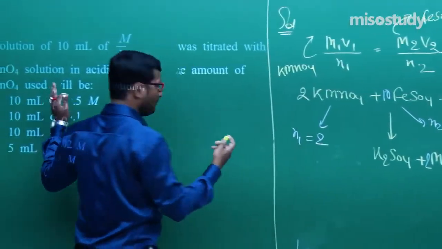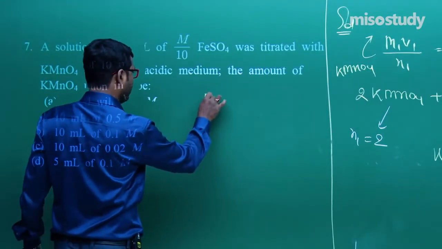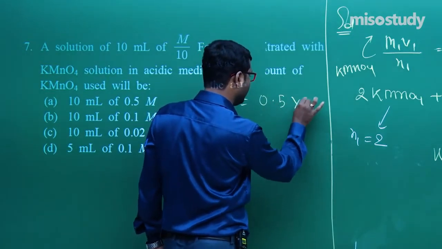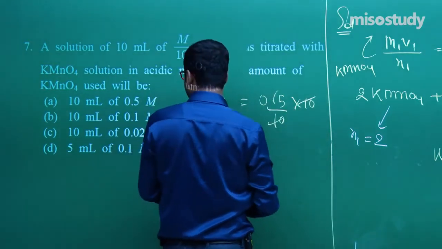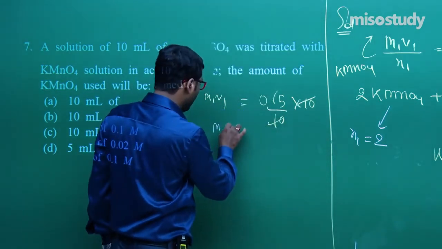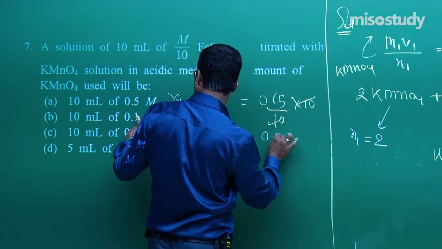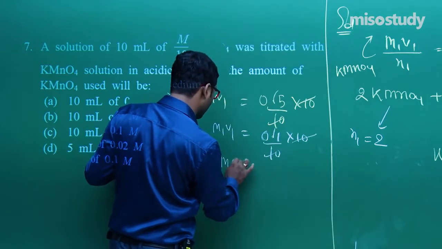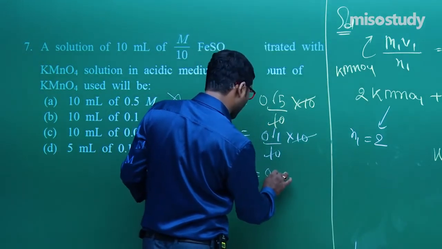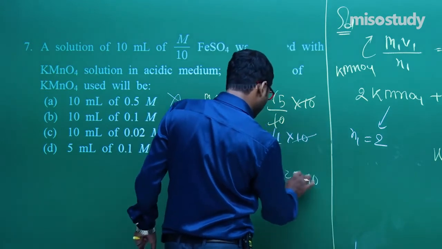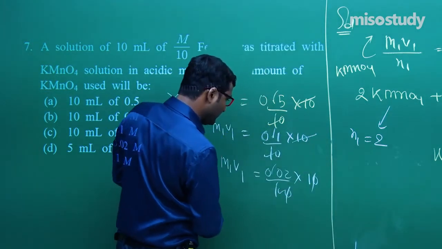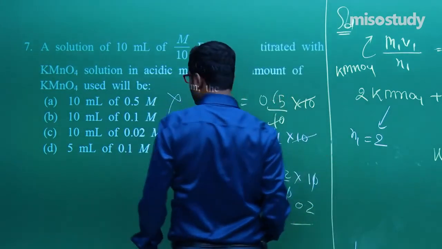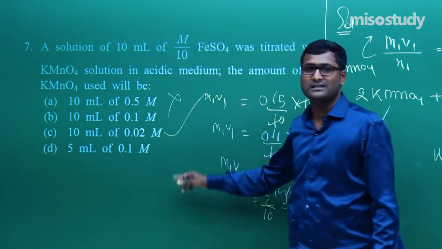If I multiply this one, M1 into V1, here M1 is 0.5 into 10. Then what will happen in this case? We get 5. This is not the correct option. Now again M1V1 is equal to 0.1 into 10, that is we get 10. Now in this case option C, M1V1 is equal to 0.02 into 10. Put 100, this one cancels, that is 2 upon 10, that is 0.2, and our answer is 0.2. So we can easily say, sir, C is the correct option.